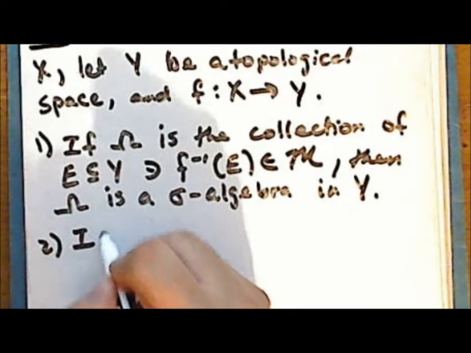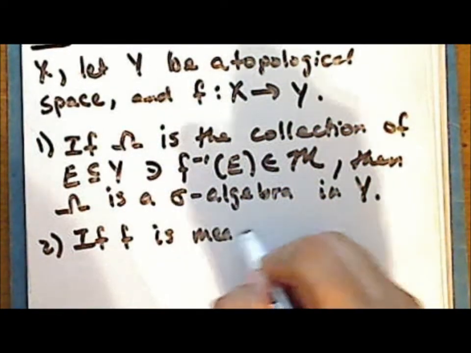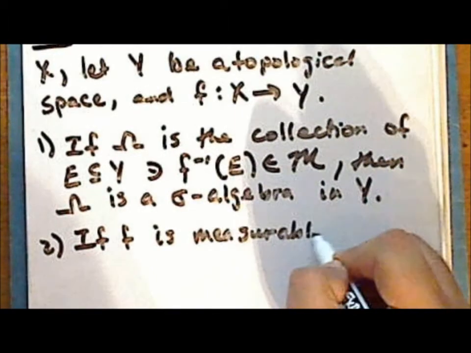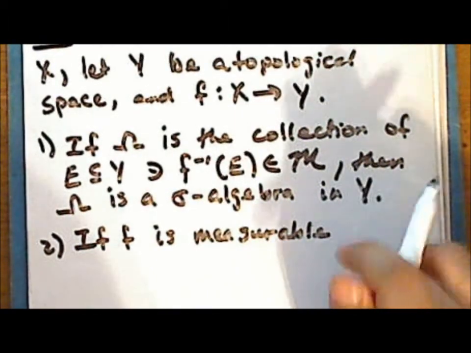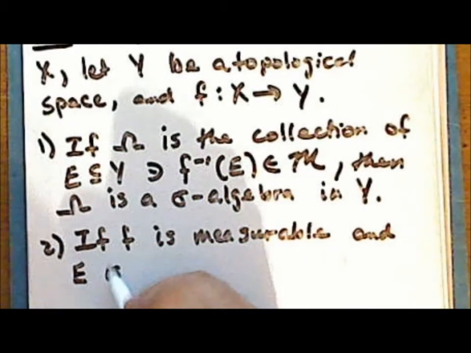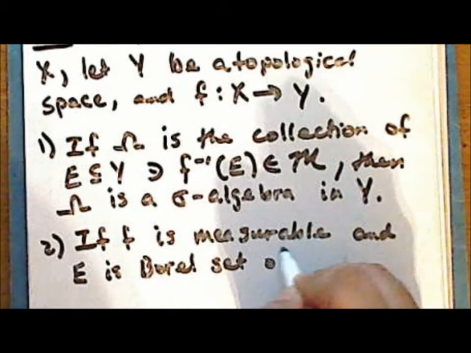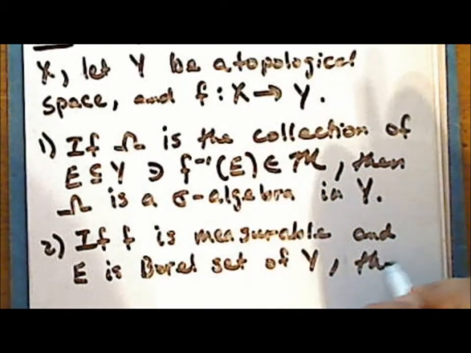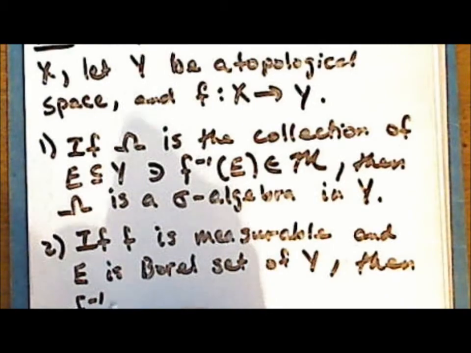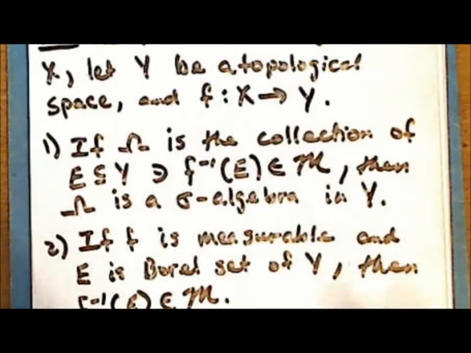2. If the function f is measurable, and the set E is a Borel set of the space Y, then automatically the inverse image of that Borel set in Y is in the sigma algebra in X.